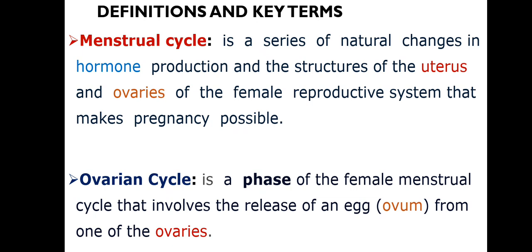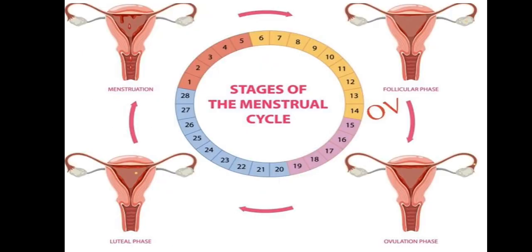So that is what we're talking about. Recap on this slide, we've said that the menstrual cycle is a series of natural changes in hormone production as well as the structures in the ovaries and uterus that are basically preparing the female reproductive system for pregnancy. Then the ovarian cycle is basically a phase of the menstrual cycle that is bringing about the release and maturation of what? The female ovum or egg from where? The ovaries. This is why I emphasize that whenever I'm talking about the menstrual cycle, always think of the uterus. If I mention the menstrual cycle, think of what is happening in the uterus. If I talk about the ovarian cycle, think of what is happening in the ovaries.